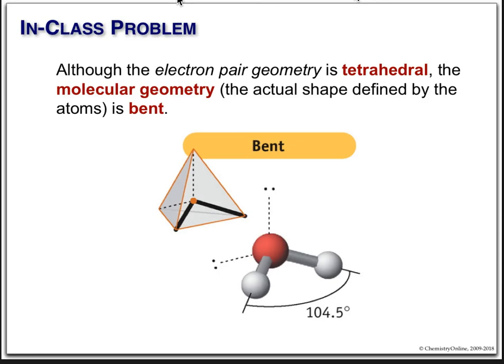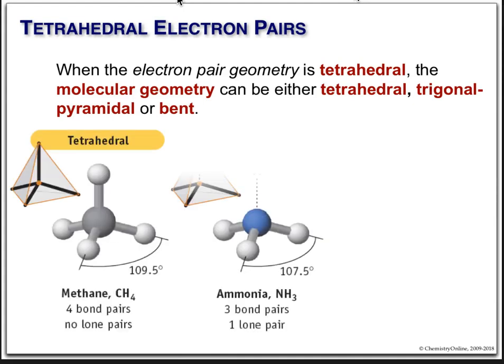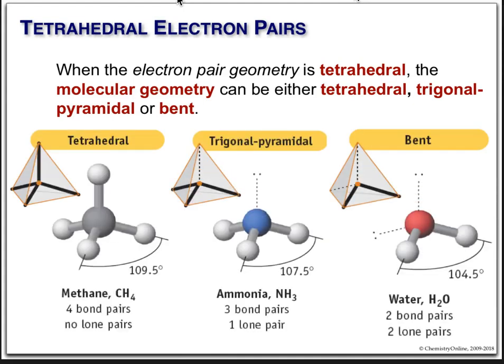All right, so for our tetrahedral family, we can actually have 3 cases: something like methane, where we have 4 bonds, tetrahedron; ammonia, we have a little pyramid here, 3 bonds and a lone pair; and water, 2 lone pairs and 2 bonds. That's our tetrahedral family.